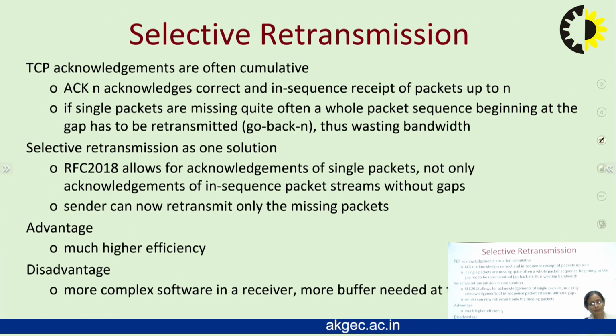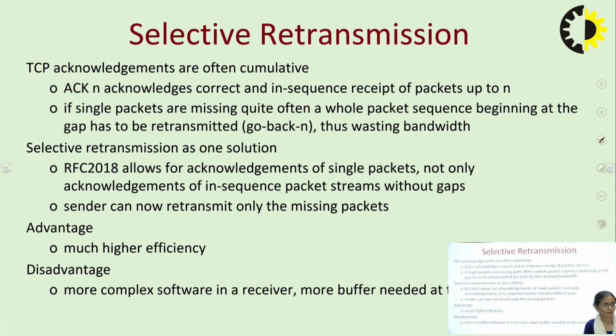Another important protocol modification is selective retransmission. TCP acknowledgements are often cumulative in nature, that is, ACK n acknowledges correct and in-sequence receipt of packets up to n. If a single packet is missing, quite often a whole packet sequence beginning at the gap has to be retransmitted. That is the go-back-N algorithm, which you have already seen in the wired environment, thus wasting bandwidth.